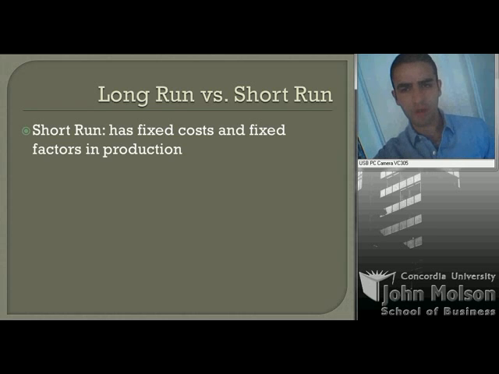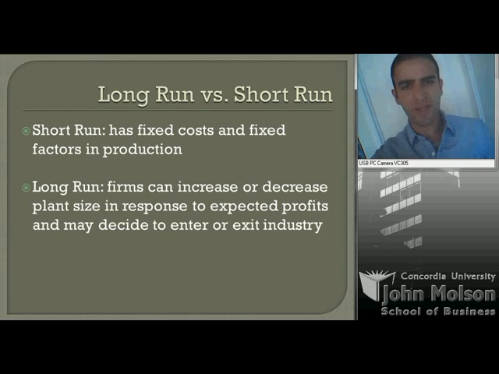In the short run, any competitive firm has fixed costs and fixed factors in production, as opposed to the long run, where they only have variable costs and firms can increase or decrease plant size in response to expected profits and decide to enter or exit the industry.